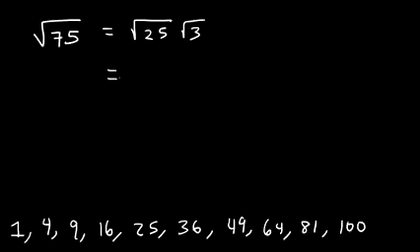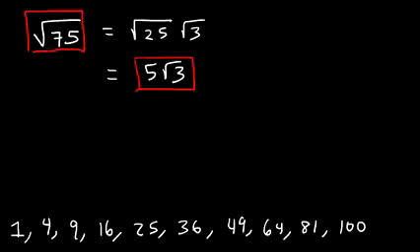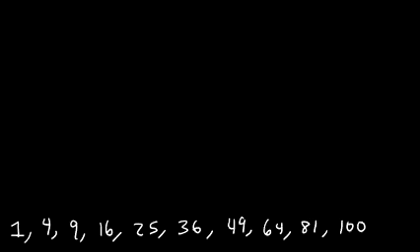Now the square root of 25 is 5. And so that's how you could simplify a radical like this. The square root of 75 is equal to 5 square root 3. Now let's look at some more examples, because you want to master this technique, so I'm going to give you a lot of examples to practice on. Go ahead and simplify the square root of 18 and the square root of 48.